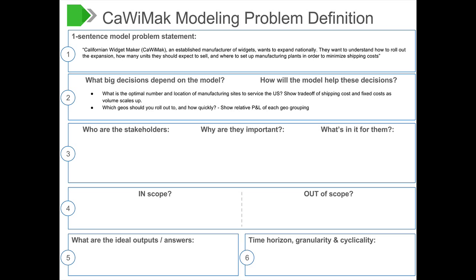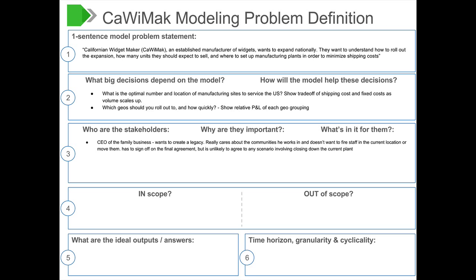In section 3, we look at stakeholders. The CEO of the family business wants to create a legacy. He really cares about the communities he works in and doesn't want to fire staff in the current location or move them. He has to sign off on the final agreement, but he's unlikely to agree to any scenario involving closing down the current plant.